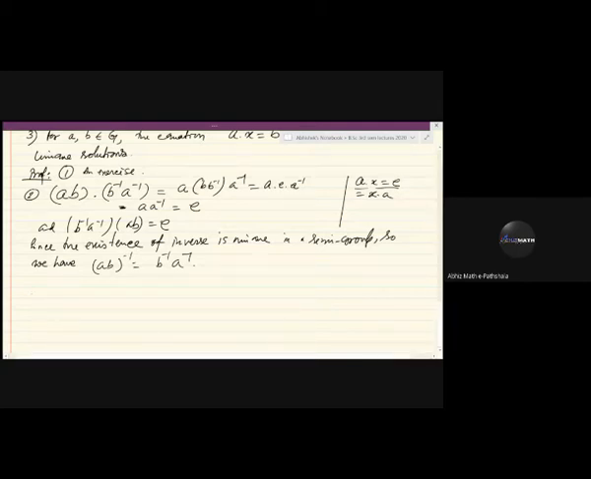And for the third one, let A, B belong to G. Once you choose A and B, these are fixed. Now consider the equation Ax equal to B. To find the solution of this equation, you need to find x. So what will be x?